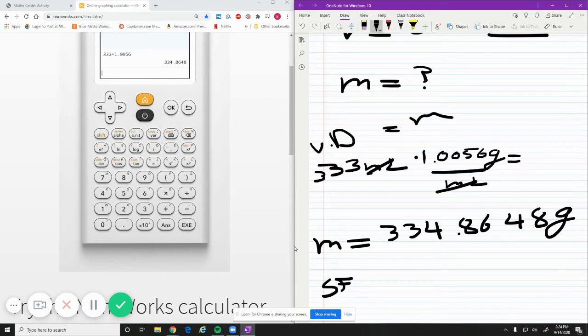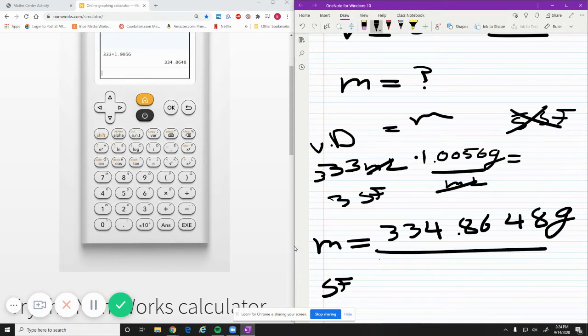Remember that the rule for multiplication for sig figs is you go with the one that had the least amount of sig figs. This has 1, 2, 3. That has 3 sig figs. This one has 1, 2, 3, 4, 5. That has 5 sig figs. So obviously not this one. I want this answer to have 3 sig figs. So I'll go ahead and write mass is equal to 3.